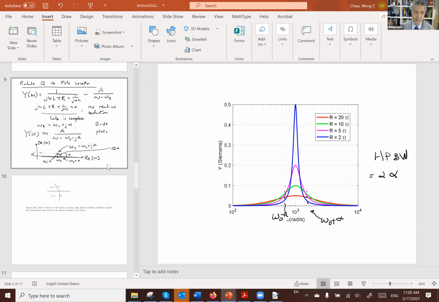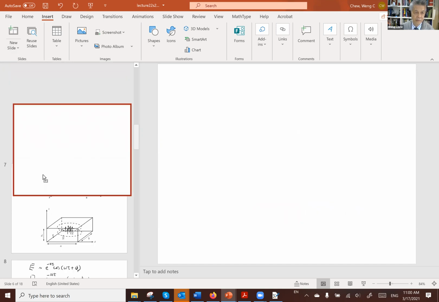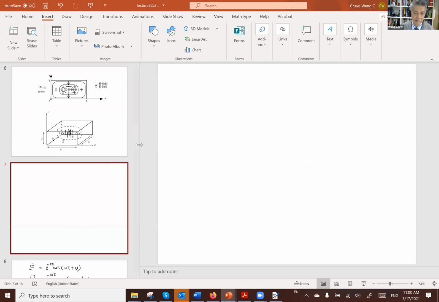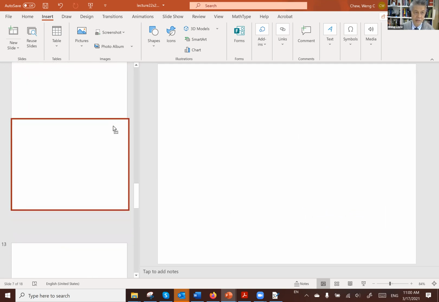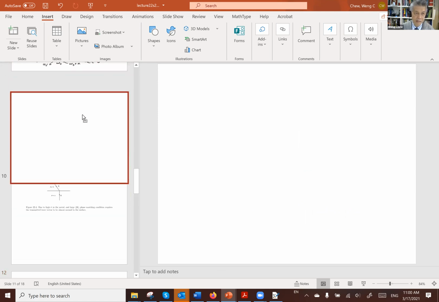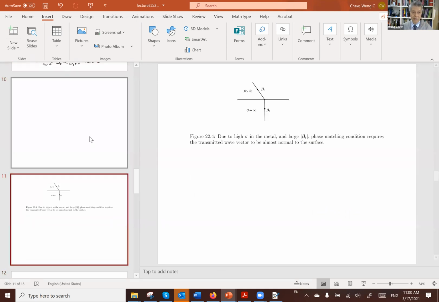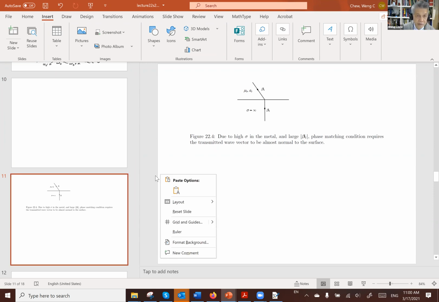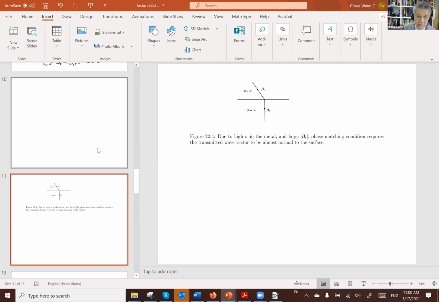Okay, then the next thing I would like to do is to estimate this Q for a cavity, a microwave cavity. Let me put this here. So I'm going to have a microwave cavity, and then I would use this as an example, and see how we can estimate the Q of the cavity. Let me see.